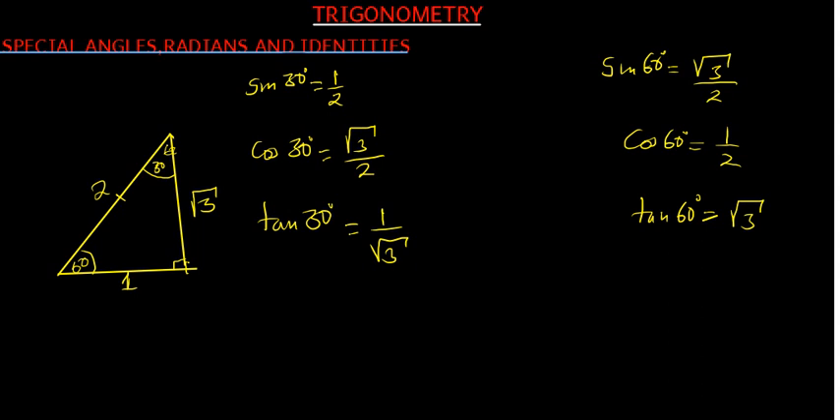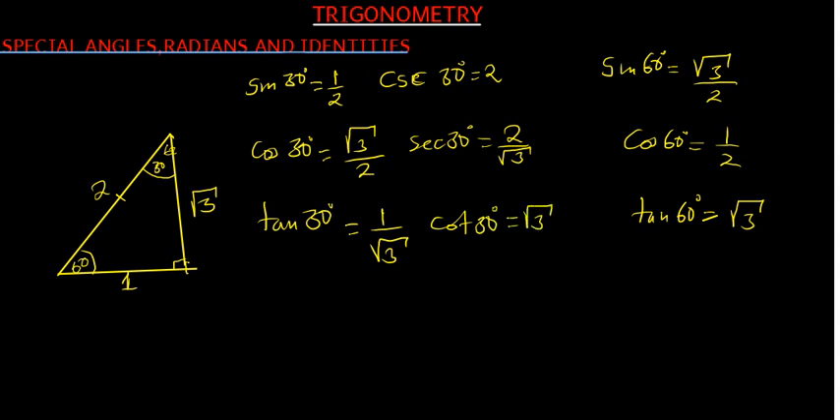If we get their reciprocals, the reciprocal for sine is cosec. So cosec of 30 degrees becomes 2. If sine of 30 is 1 over 2, then cosec of 30 will be 2. And then the reciprocal for cos is sec. So sec of 30 gives us what was on top comes down, and what was down comes on top. So it is 2 over root 3. The reciprocal for tan is cot. So cot of 30 gives us root 3 over 1, which is simply root 3.